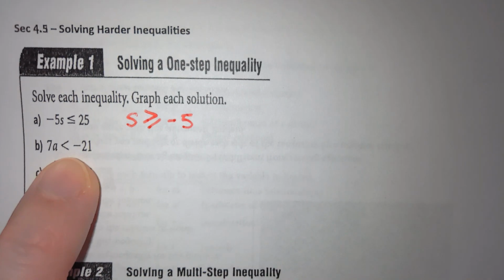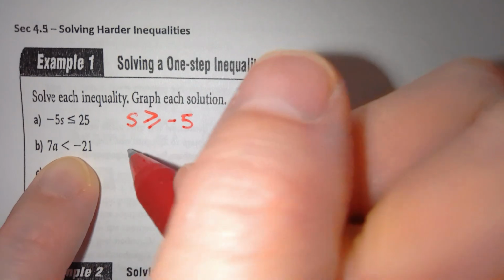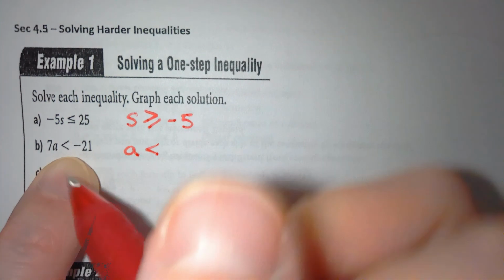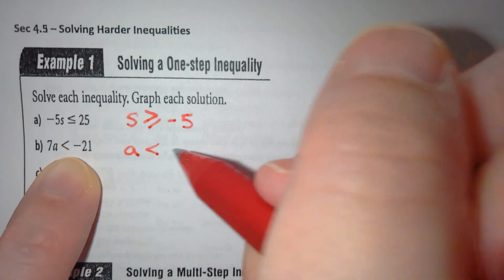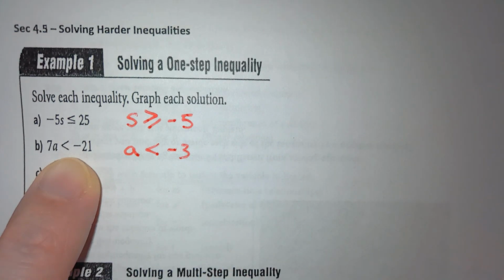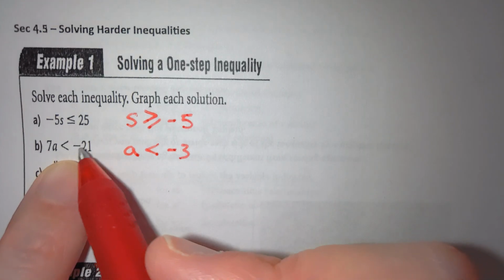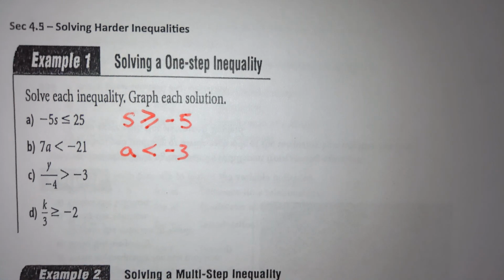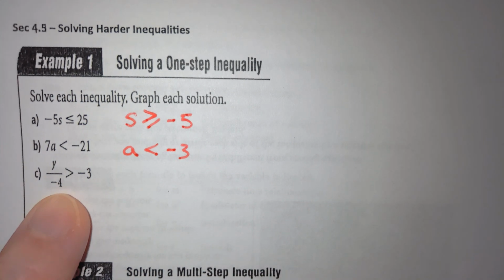Okay, what about this one? B. Does the sign flip here? Angelina, what do you think? You don't think so? I don't think so either. Good. Okay, so A is less than -21 divided by 7 is? Yeah, that's it. Okay, so again, even though this is negative, I'm not dividing by a negative number, so I don't change it. Okay, what about this one? Do I change this one?